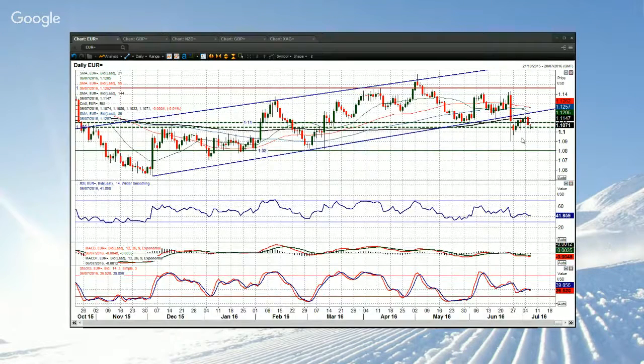Big bearish engulfing pattern. Momentum indicators negative on euro. I think it's going lower. Rallies are a chance to sell, in my opinion, on the euro. I think there is further downside that we are going to see.